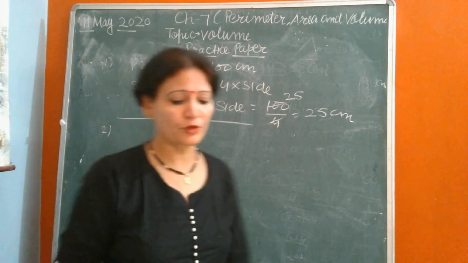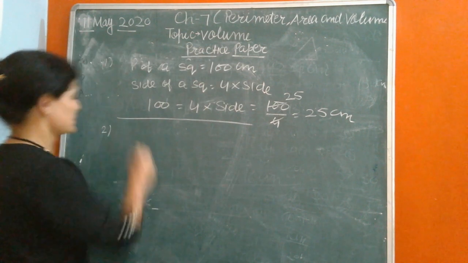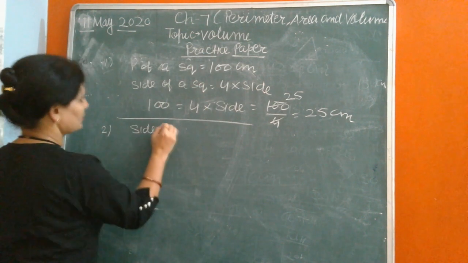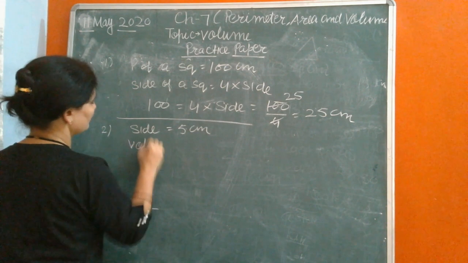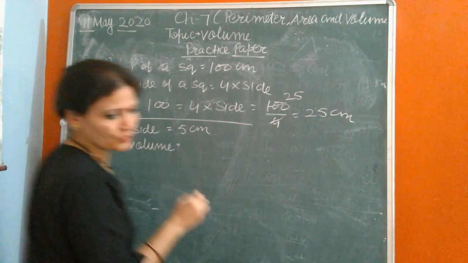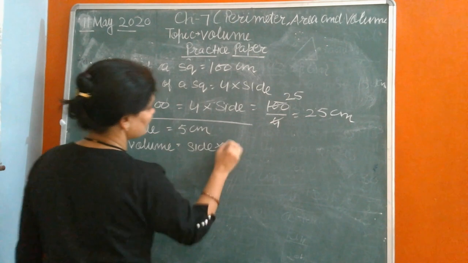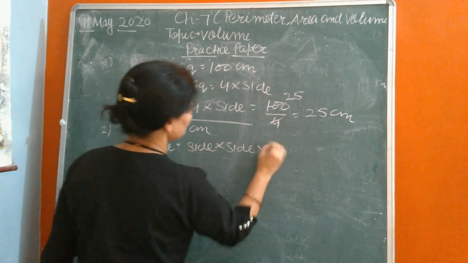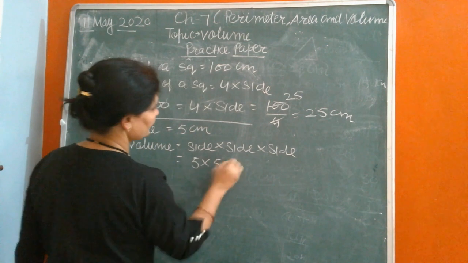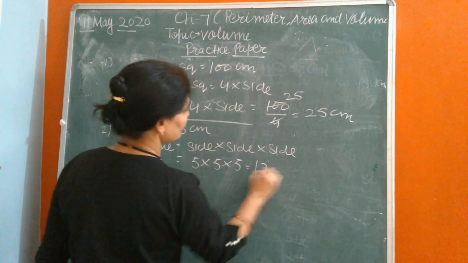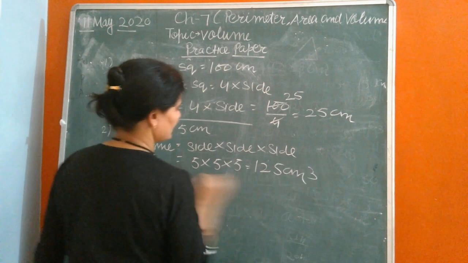Now question 2: the volume of a cube of side 5 centimeter. Side is equal to 5 centimeter. Volume of a cube is equal to side into side into side. So 5 into 5 into 5 equals 125 centimeter cube is the answer.